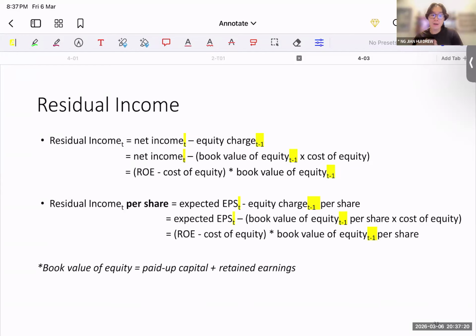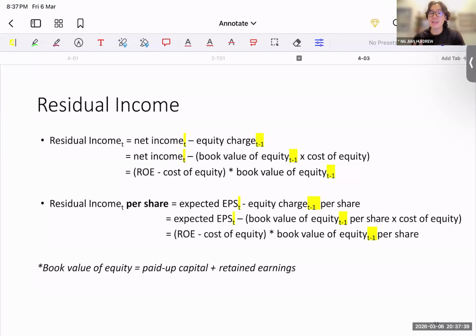Whatever net income you generate comes from the equity that you invested at the start of the year. The equity that you invested at the start of the year is the equity that helps you generate the income for that year, which is why net income is at T. That's one of the reasons.